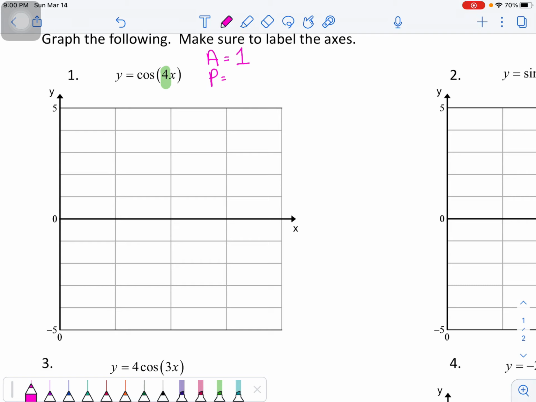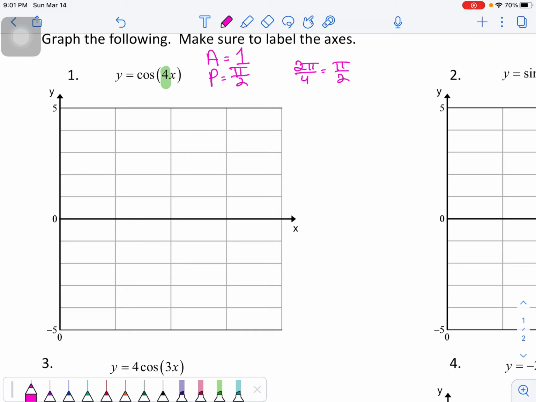The period is, well, there's a 4 here in front of that x. So for the period, we're going to take 2 pi divided by 4, and the period's going to be pi over 2. So what's happened here is the normal period is 2 pi, but we're going to complete an entire cycle in pi over 2. So we've compressed the graph closer to the y-axis, or basically within one normal period, we're now going to see 4 cycles of the graph. So we've sped it up. So period is pi over 2.